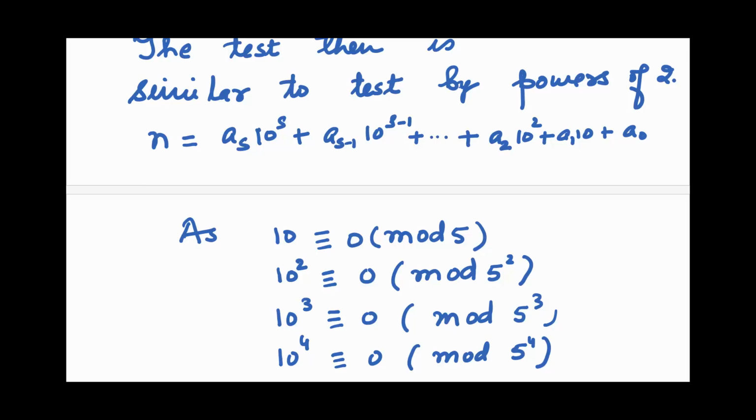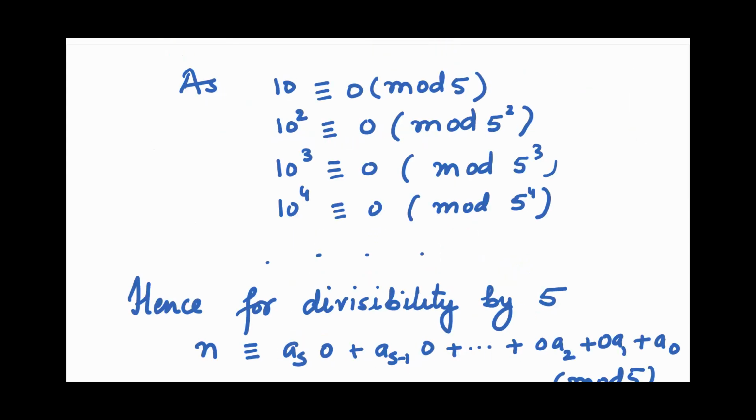So let us say that some integer n, as a_s 10 to the power s plus ... plus a_1 10 plus a_0 is to be divided by powers of 5. You know that 10 will be congruent to 0 mod 5, 10 square will be congruent to 0 mod 5 square, 10 cube will be congruent to 0 mod 5 cube, and 10 to the power 4 will be congruent to 0 mod 5 to the power 4.